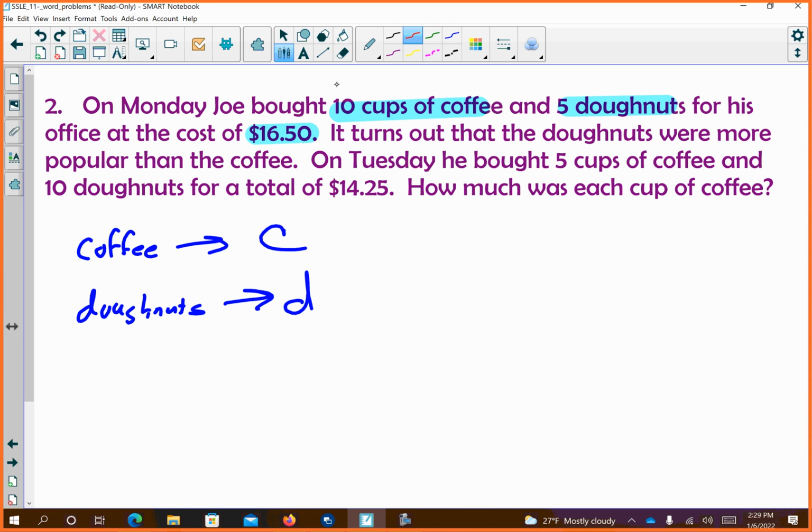What do you think that equation should look like? Look at it. What is coffee? What letter is coffee? C. How many coffees did he buy? 10. So 10C. How many donuts did he buy? 5. What letter are we using for donuts? D. How much did this cost? $16.50. Okay. That's our first equation.